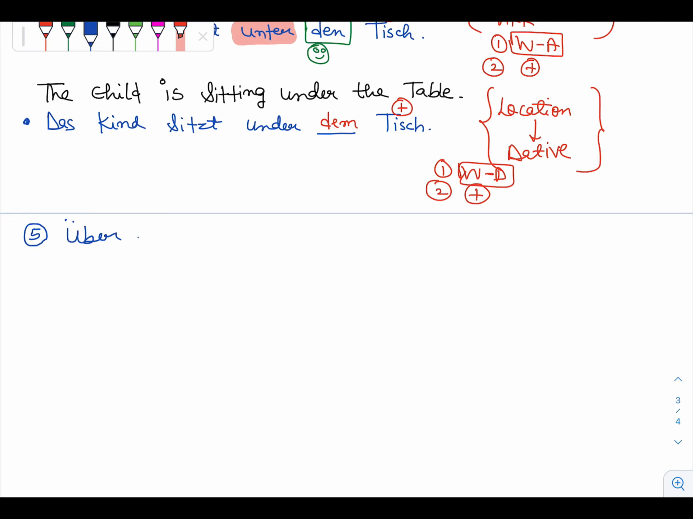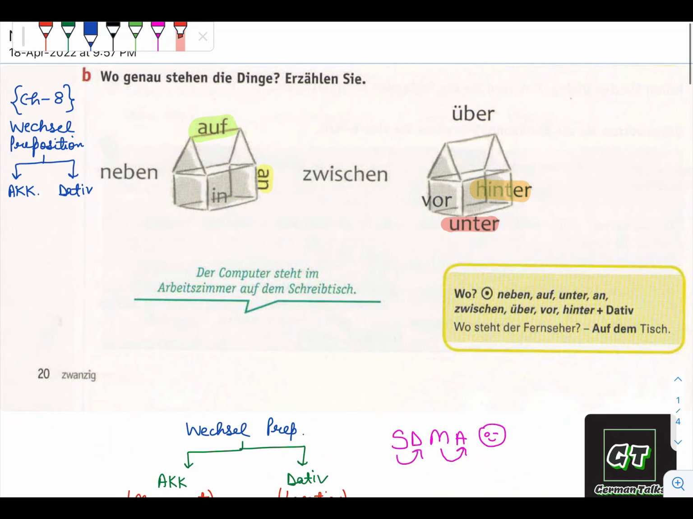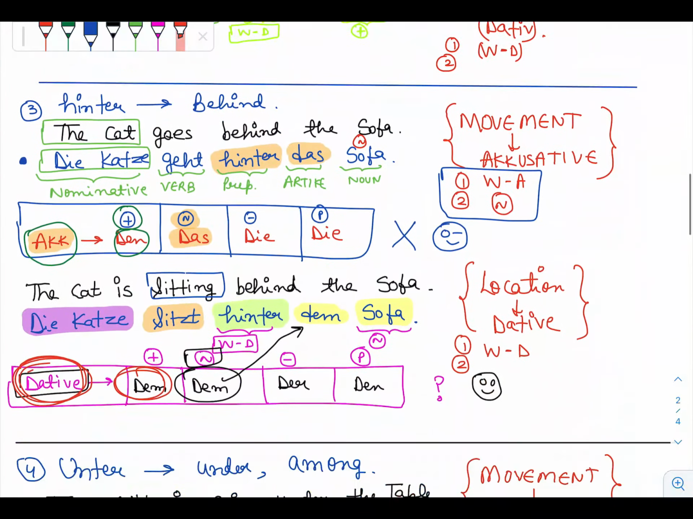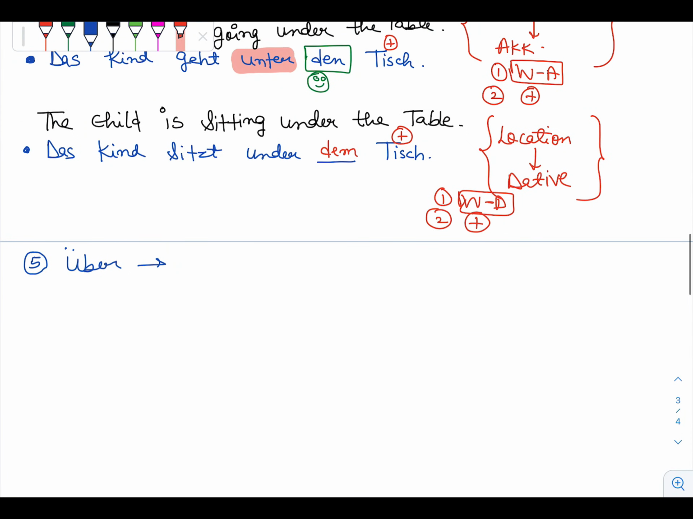Fifth example, über. What can be the meaning of über according to you? According to the picture, über means over or above or across or on the other side of.